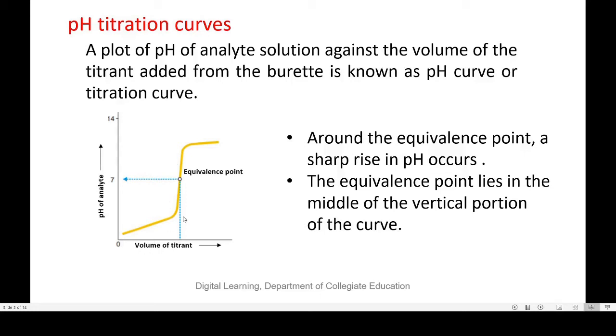In this curve, around the equivalence point, we can observe a sharp rise in pH. The equivalence point lies in the middle of the vertical portion of the curve. The equivalence point is the point at which acid reacts with base in exact stoichiometric ratio, that is, the chemical reaction will come to an end. But the end point is the point where the indicator changes its color.